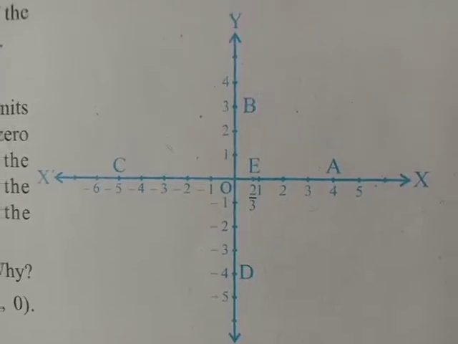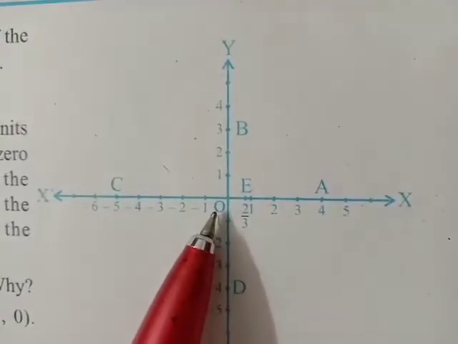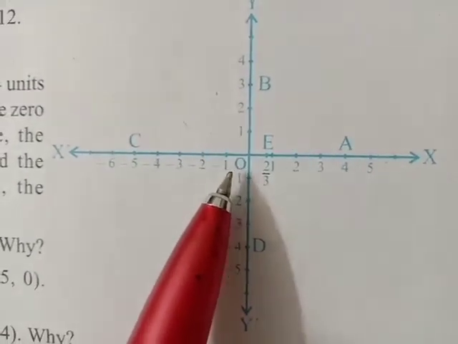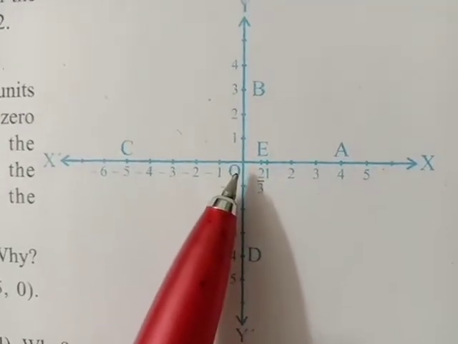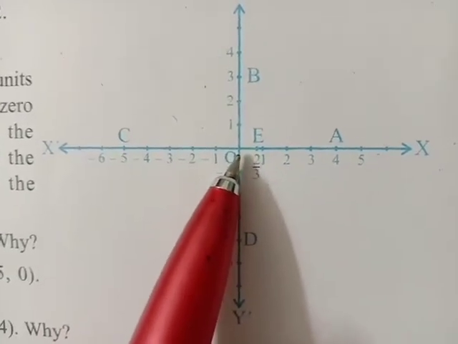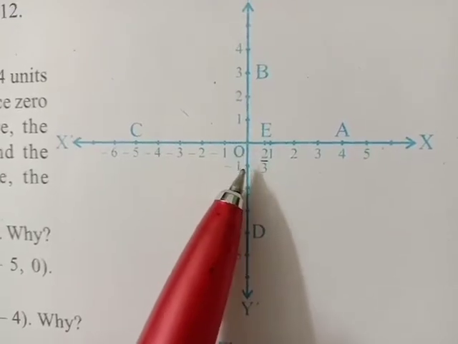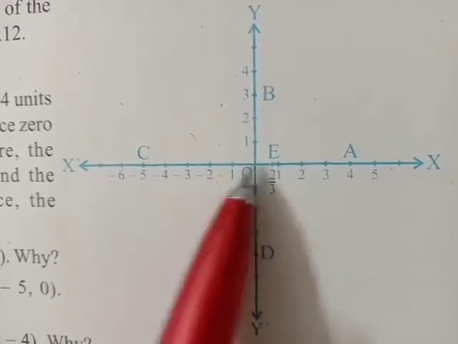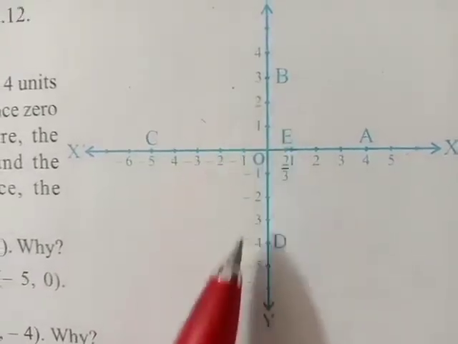Now what is the coordinate of this point 0? Can anyone tell? X coordinate is 0 and y coordinate is also 0. So the coordinates is 0 comma 0, since it is the midpoint of this x axis and y axis.